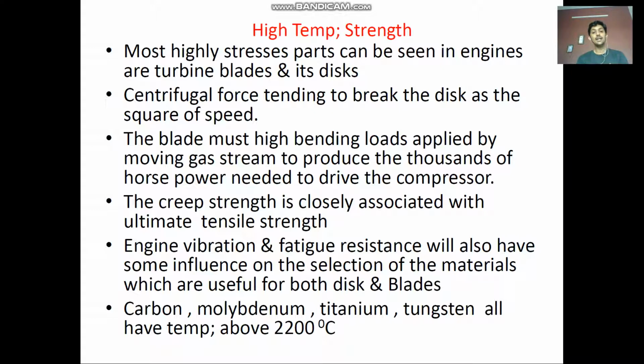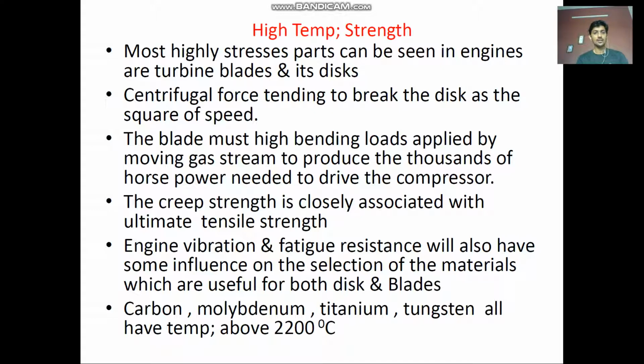Then the blade must have the capability to take high bending loads applied by a moving gas stream to produce the thousands of horsepower needed to drive the compressor. Yes, the turbine blades should have a high strength to take the bending loads from a high temperature, high pressure gas stream to produce a certain amount of power, that is horsepower, which is required to drive the compressor and other accessory systems.